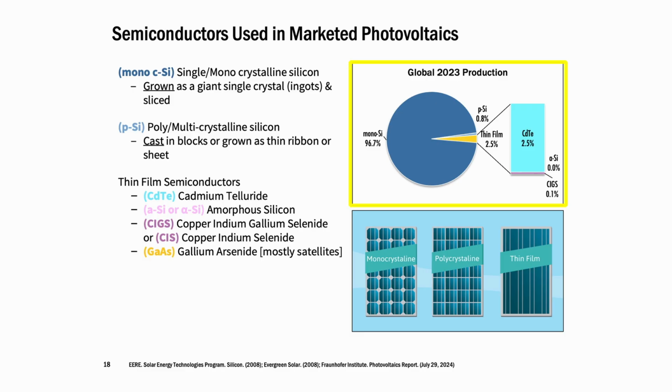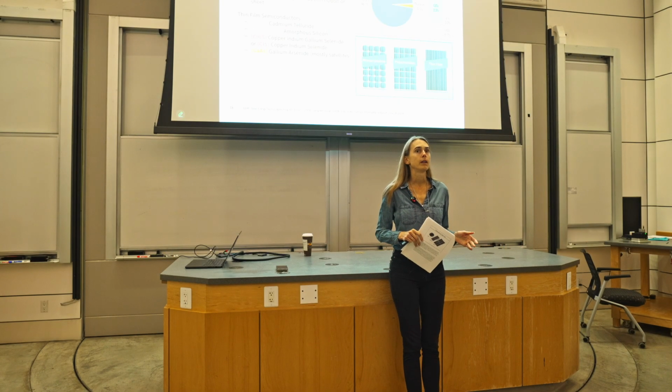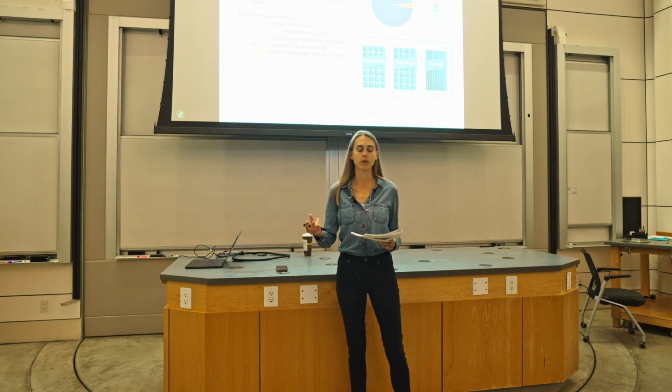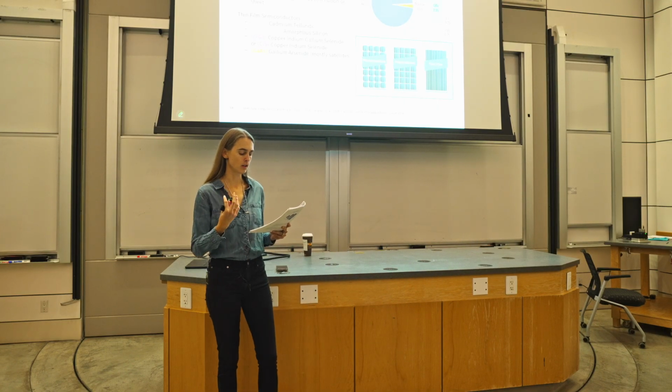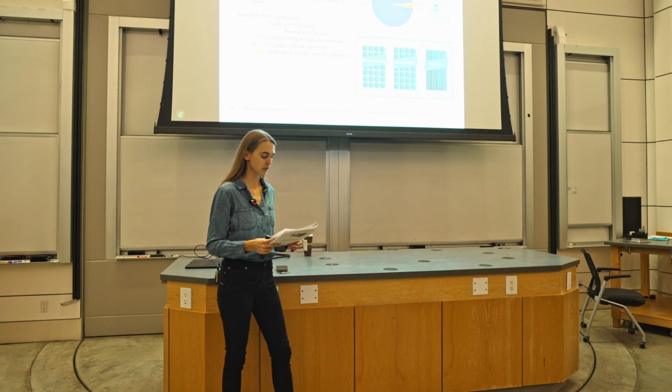And you can see that thin film is, at least in 2023, made up of only 2.5% of global production. And the vast majority of it came from cadmium telluride. So thin film semiconductors are typically manufactured by depositing the material on a substrate like glass. And the result is a very thin and flexible material that's also typically easier to manufacture.